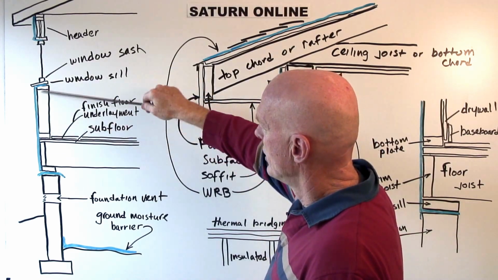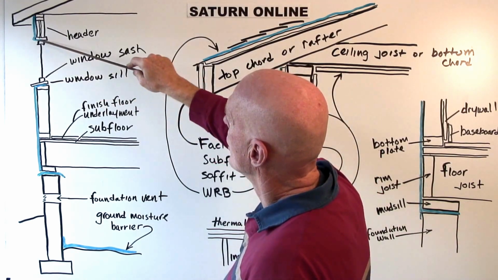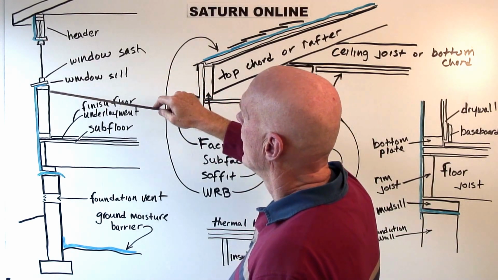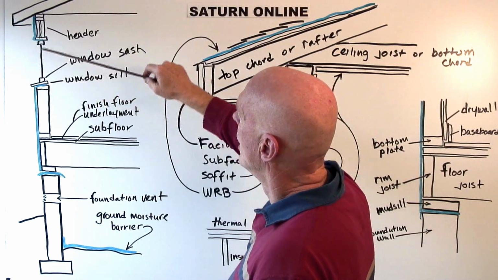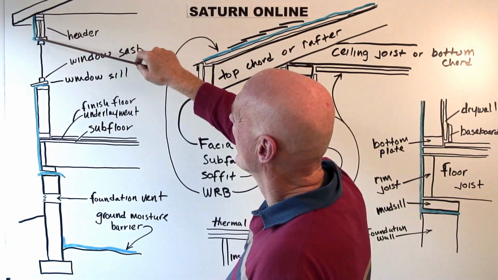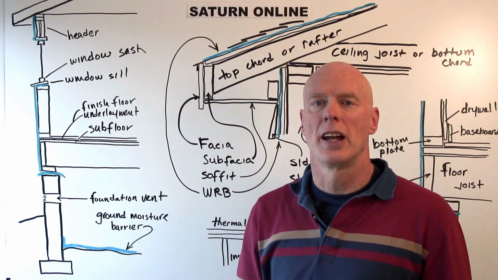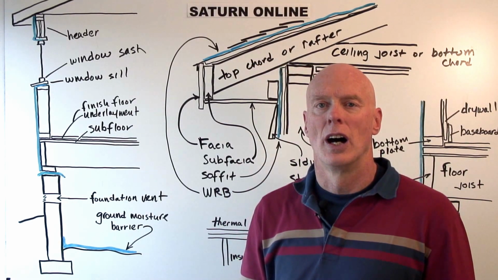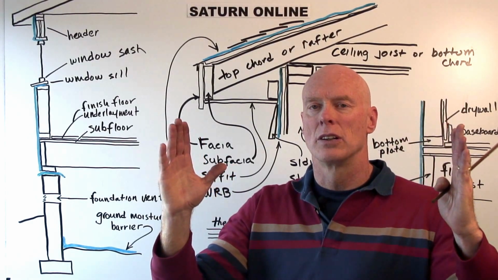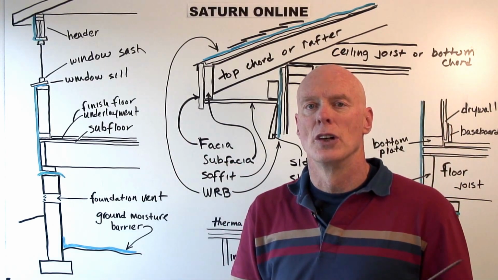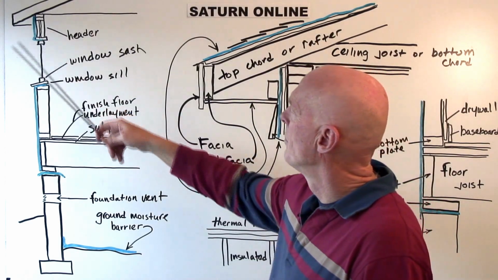Then we have the studs and the rough windowsill. This is an opening here. From here to here is the window opening. We have the rough windowsill, and then we have a header above the window. What the header does is it carries the weight of the roof across that opening. The opening could be small or it could be large. Regardless, we have a header over the window to carry the weight of the roof over the window.